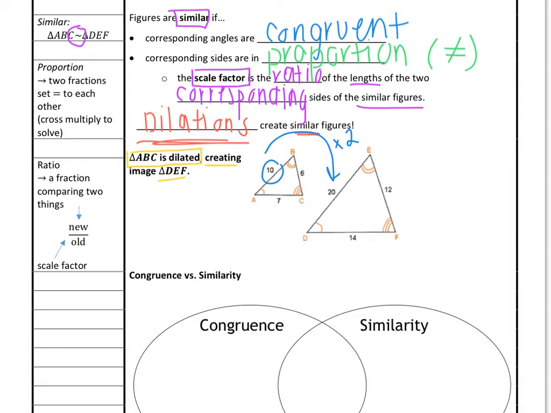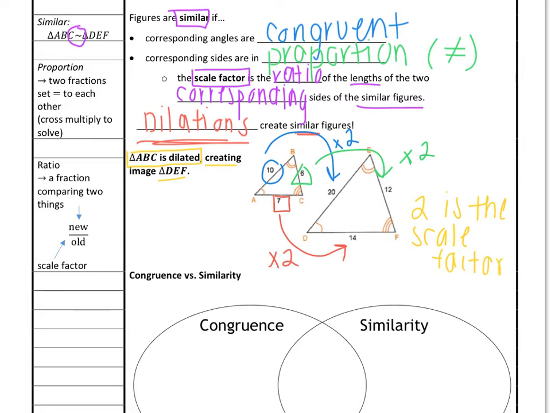Let me check another one. Let me take this 7. The 7 turned into 14. That also got multiplied by 2. And let me get another color here. The 6 turned into 12, and that also got multiplied by 2. So that would mean that 2 is the scale factor. Everything got multiplied by 2 in terms of the sides. Notice that the angles are still congruent, because remember we said angles never change, but all these sides got multiplied by 2, therefore 2 is our wonderful scale factor.